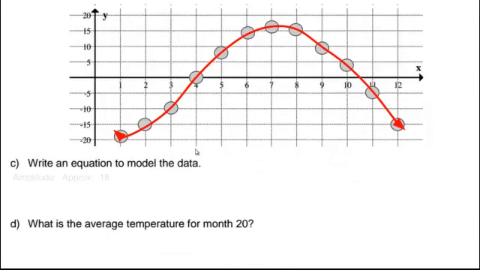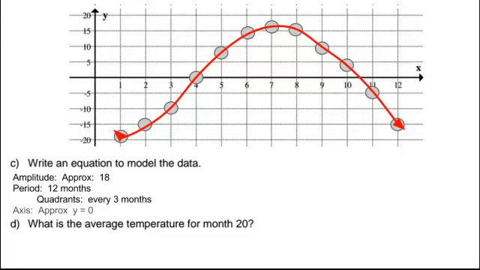So looking at the equation, we're going to take an amplitude of approximately 18, because we're going to call the period 12 months. We're going to call the axis approximately 0. That's not maybe the best way to find the axis. The best way might be to average the max and the min. However, I wasn't really comfortable with that because I noticed that each quarter, so every 3 months, we were still above 0 at 4 and 10.